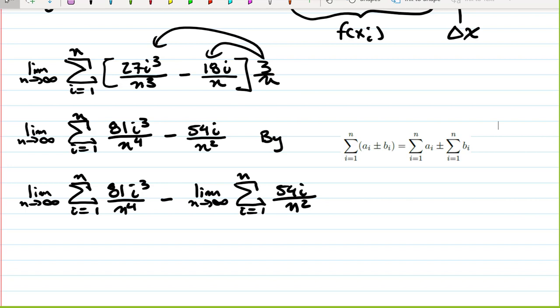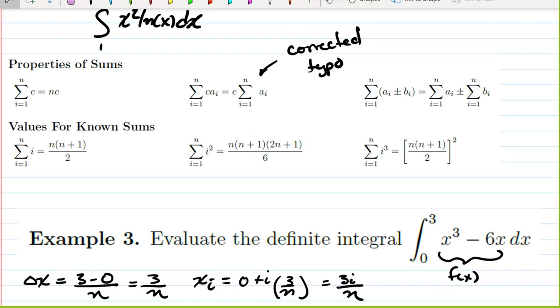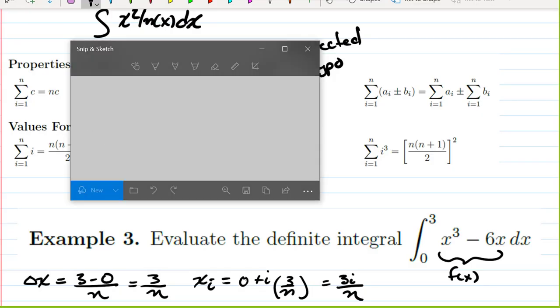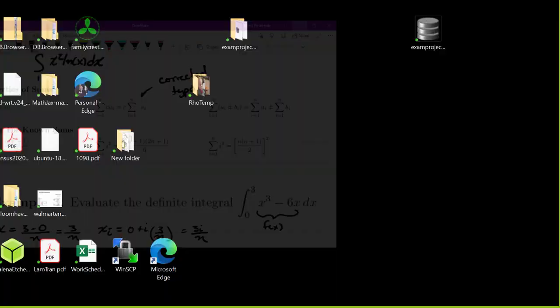Okay, so we broke our difference up over the summation operations, and now our sums are indexed on i. So i is what's changing, n is fixed in the sum, n only changes in the limit. So then with respect to the summation, n is constant. So we can use this property to pull constants out of our sums.